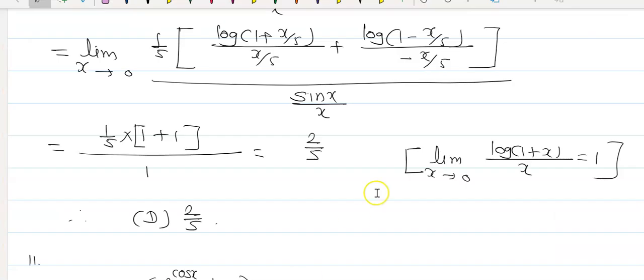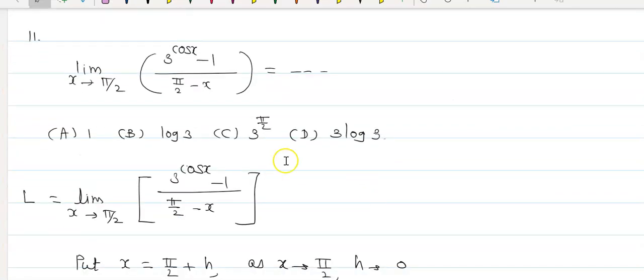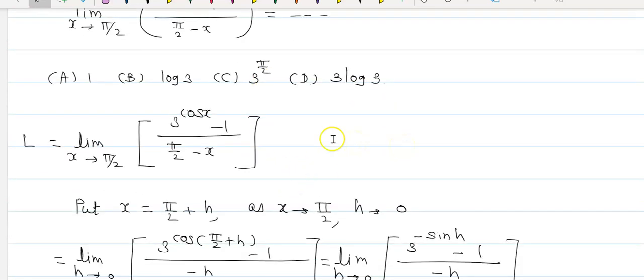Again we will see here, 11. Limit x tends to pi by 2, (3 raised to cos x minus 1) upon (pi by 2 minus x). A is 1, log of 3, 3 raised to pi by 2, 3 log of 3. And see this again, (3 raised to cos x minus 1) upon (pi by 2 minus x).